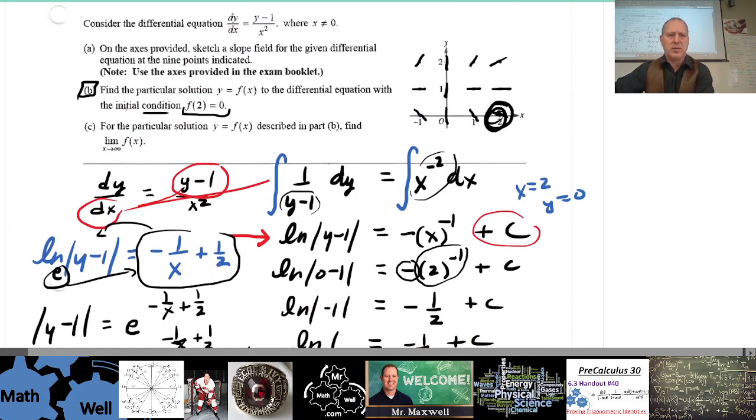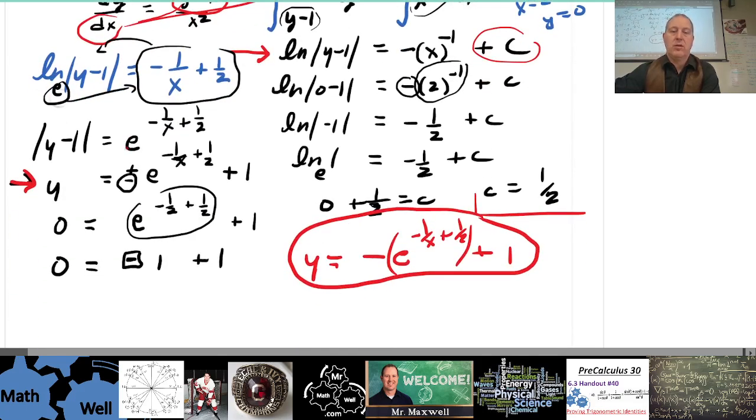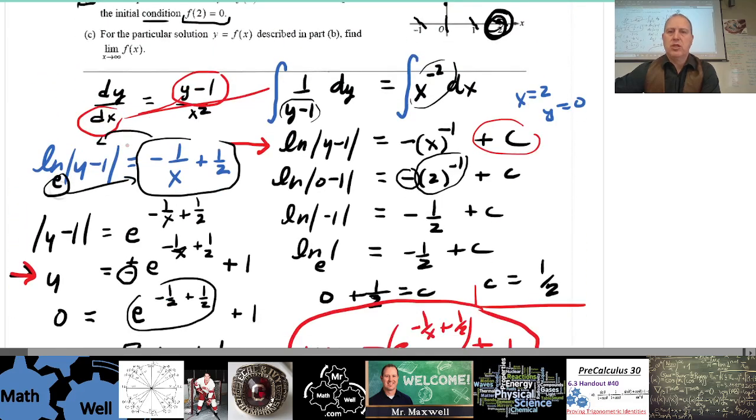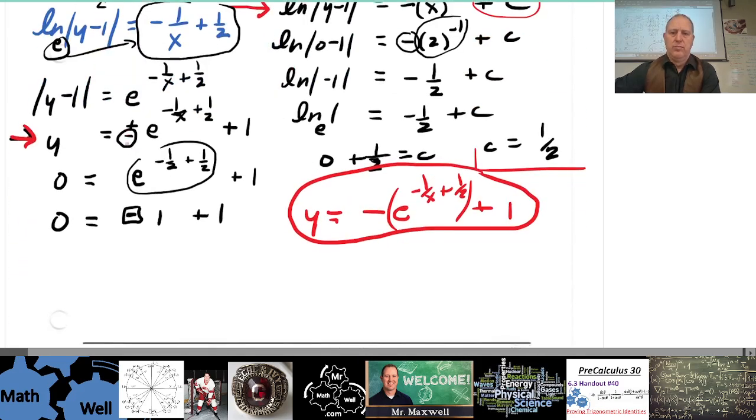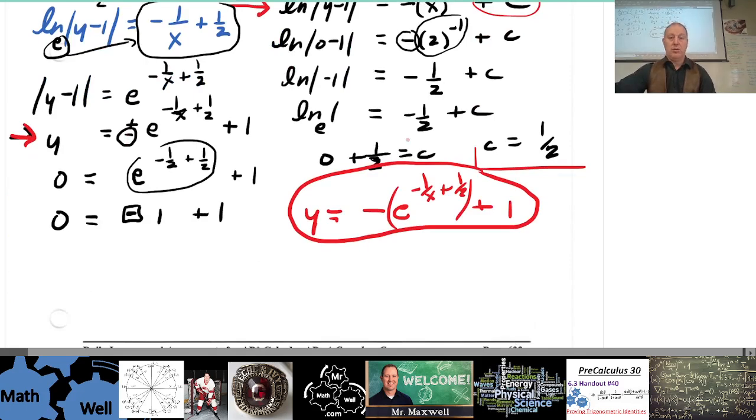What is C? It's a bit of a different type of question. For the particular solution y equals f of x described in part B, find the limit of f of x as x approaches infinity. Okay. So as x approaches infinity, what's going to happen there?